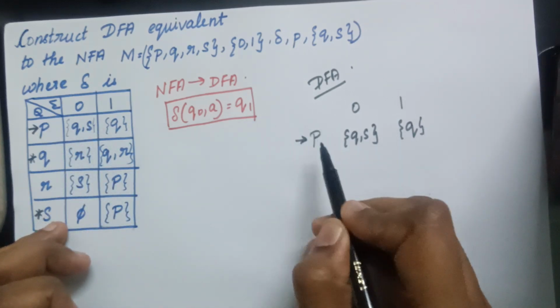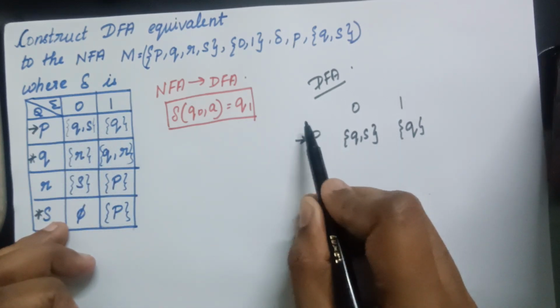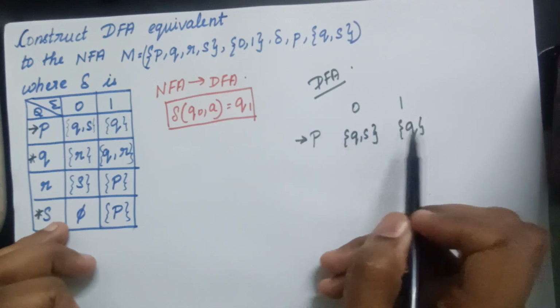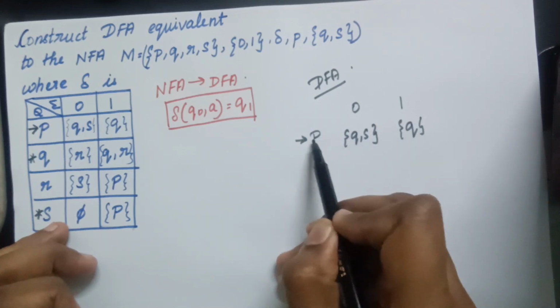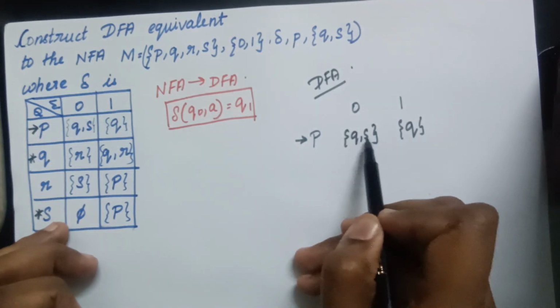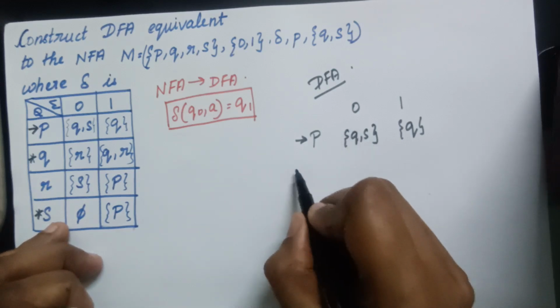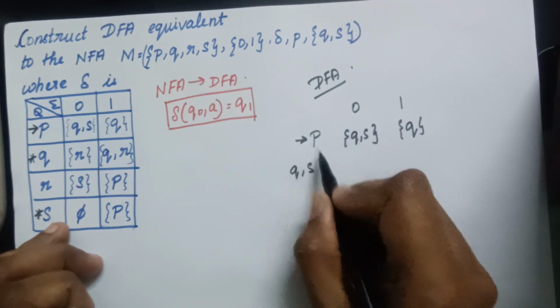This is the initial state of DFA. Now what should I do? I should take the next new state that is existing here. So P is the first state I know. The next state is Q. Yes, this is a new state. So I'm going to take Q comma S. This is my new state.